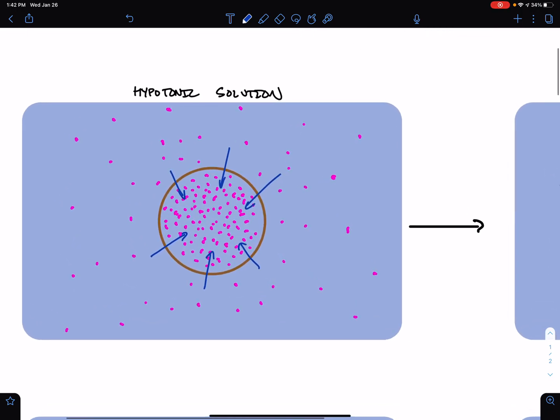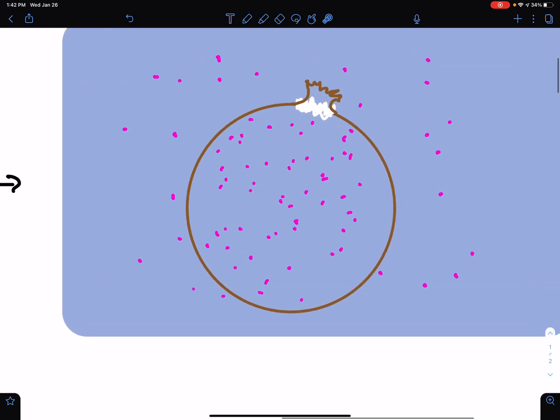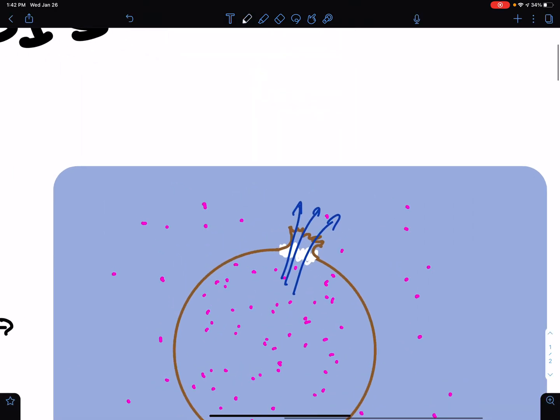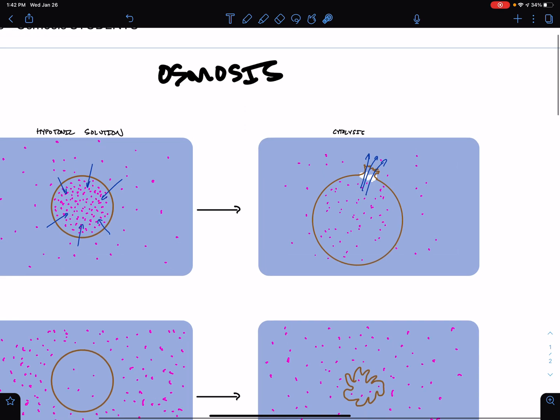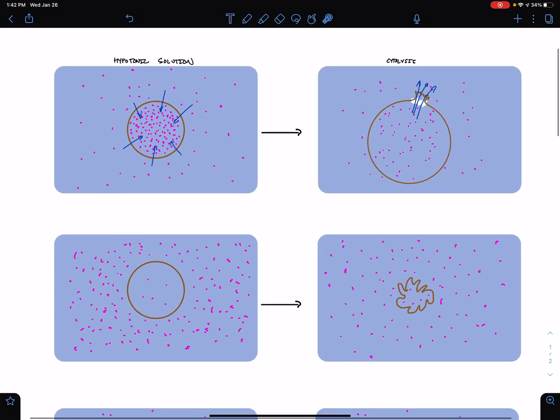However, if the concentration difference between the inside and the outside of the cell is great enough, we can have something terrible happen to the cell. It can burst open. This is called cytolysis. The cytoplasm inside of the cell lyses or comes out of the cell. The cell bursts and the cytoplasm escapes. So, unfortunate ending for a cell immersed in a hypotonic solution.